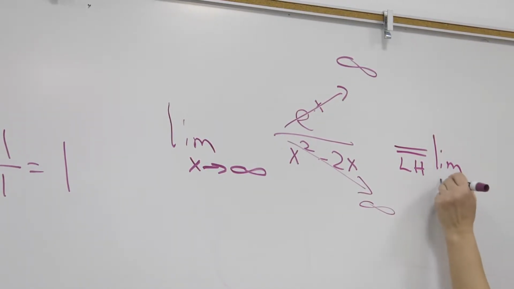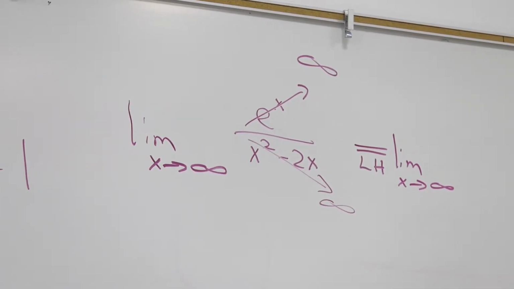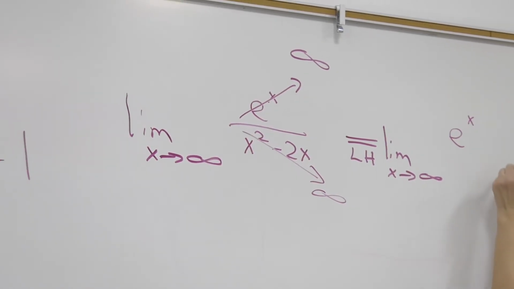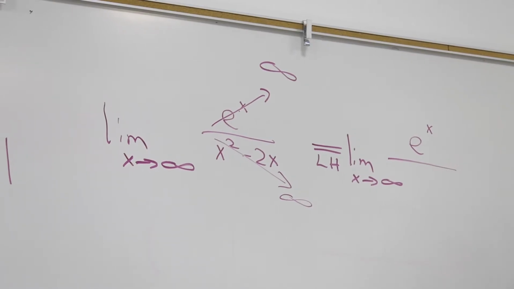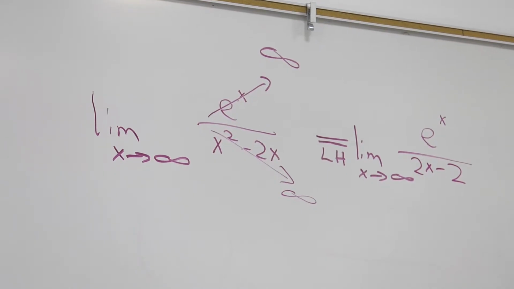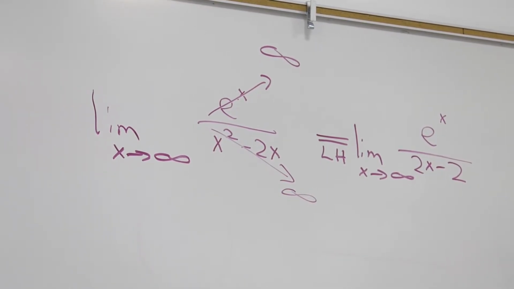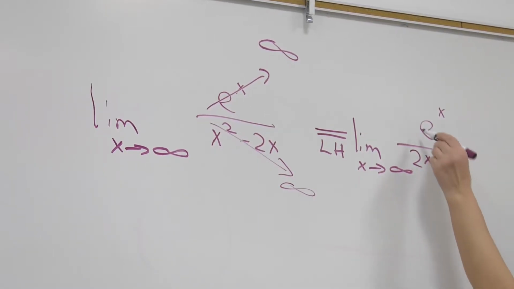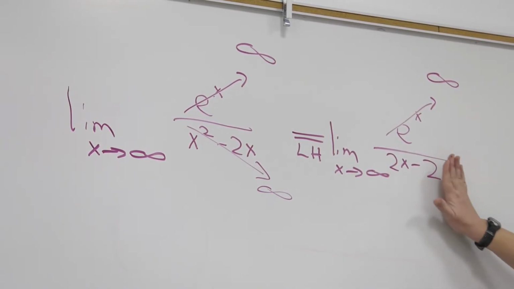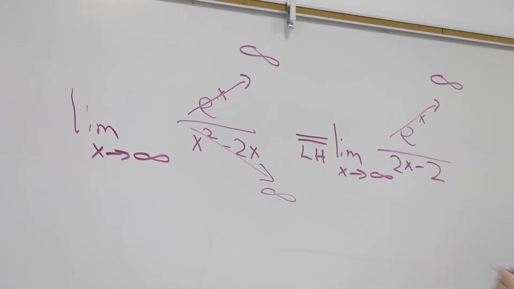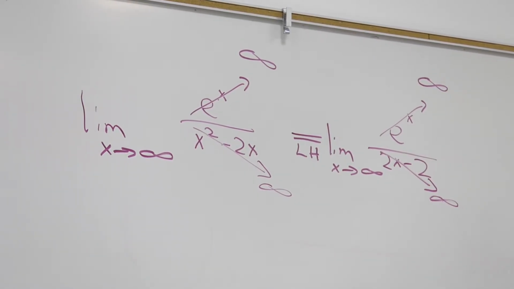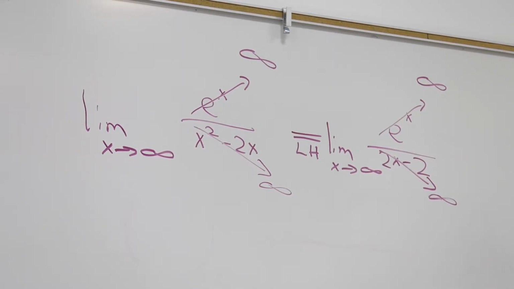So I can say this is the limit as x goes to infinity of the derivative of e to the x, which is e to the x, over the derivative of x squared minus 2x, which is 2x minus 2. Now at this point, this is kind of interesting, because e to the x is still going to infinity. And 2x minus 2 is dominated by its lead term, 2x, which is still going to infinity. So we applied L'Hopital's rule once, but we still have an indeterminate form.